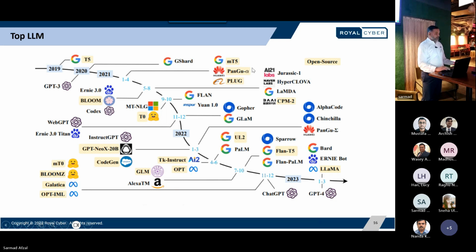These are some of the top LLMs which are available. Starting from 2019, GPT-3 came out in 2020. Then you have Bloom, which is open. All the ones in yellow are basically open source. If you keep going down all the way to 2023, this year we have Llama by Facebook, Bard by Google, and some other commercial LLMs.